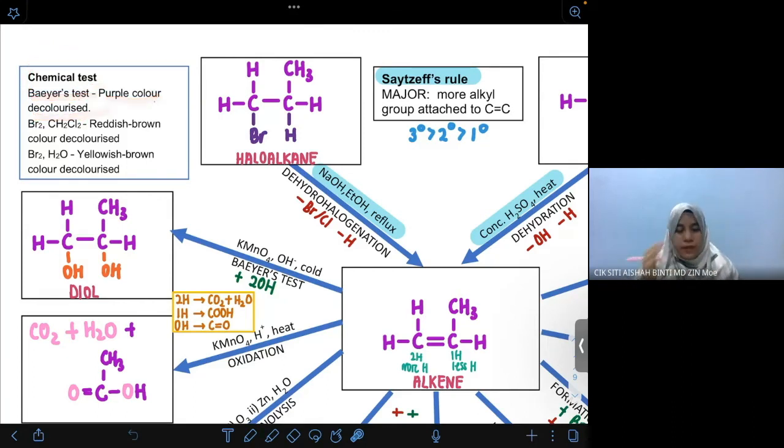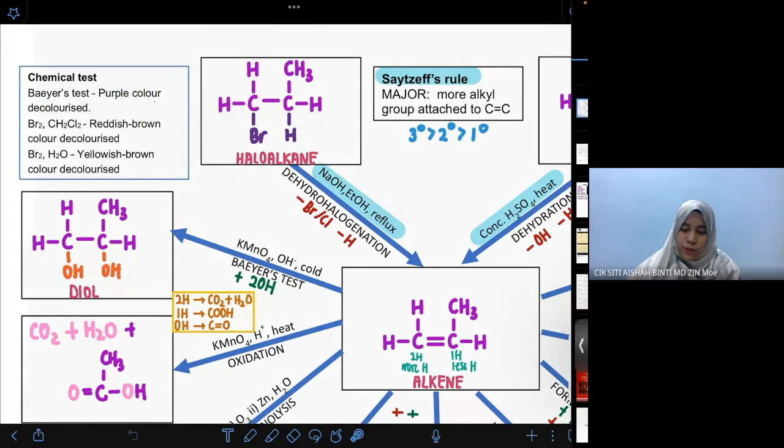Okay, so for the Bayer test, what is actually the reagent? It's actually KMnO4, OH minus, cold. The name of the test is Bayer test. What happens is that this is actually like electrophilic addition. We're going to add 2 identical OH. So this is what we call diol, because we have 2 alcohol groups. Okay, so first test. This is only applicable for alkene.